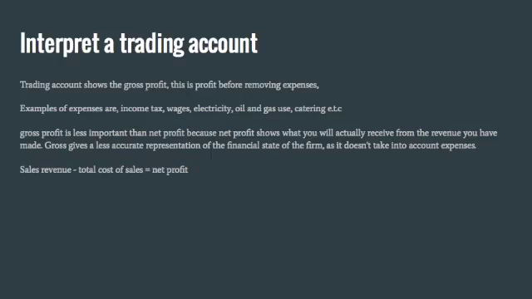Interpret a trading account. A trading account shows gross profit. This is profit before removing expenses. Examples of expenses are income tax, wages, electricity, oil and gas use, catering, and other stuff like that. Gross profit is less important than net profit, because net profit shows what you will actually receive from the revenue you have made. Gross profit gives a less accurate representation of the financial state of the firm, as it doesn't take into account expenses. Sales revenue minus total cost of sales equals net profit.